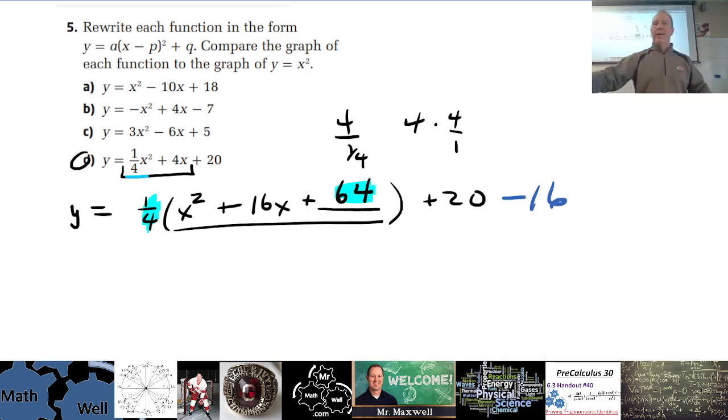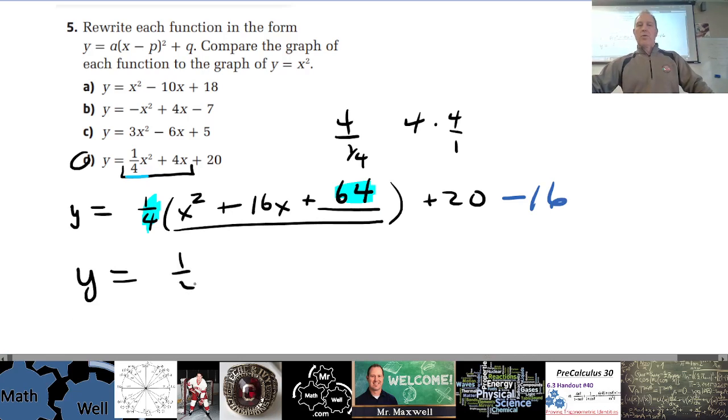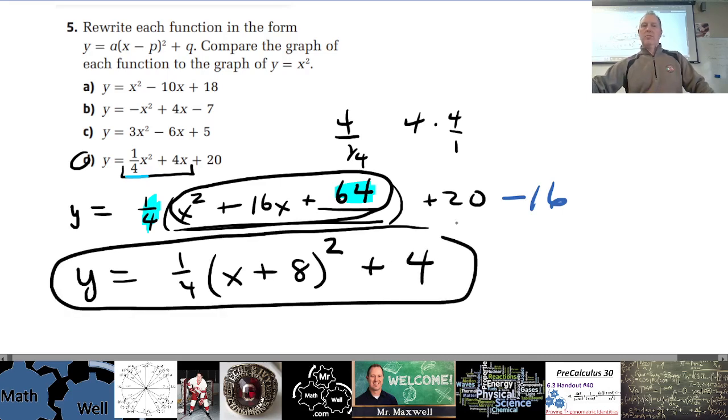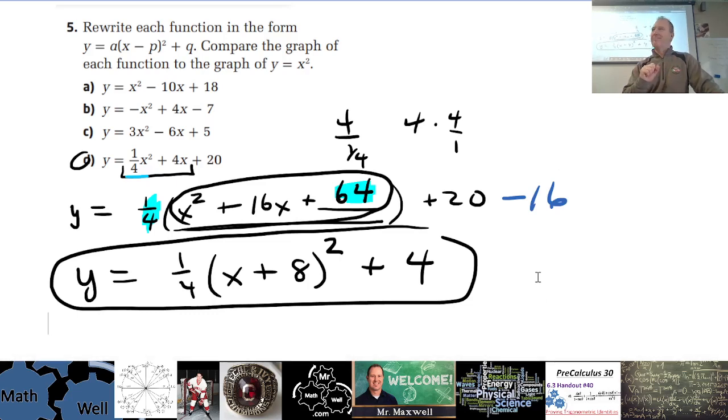Now we just rewrite it, and we leave the 1/4 out. I shrink this down to the perfect square, so it's going to be x plus 8 all squared, and then 20 minus 16 is plus 4. So it looks like it should be that right there. So the key there is completing the square. Does that match up with the back? Yeah. Okay. So any other questions on completing the square before I put this one away? We're good?